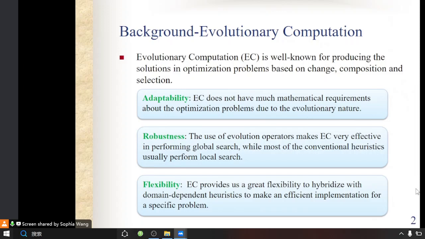The last one, flexibility, is very interesting. It can be combined with many methods in the AI field. So EC provides great flexibility to hybridize with heuristics to make an efficient way to find the best solution. So this is the advantage of EC. That's why I used EC to do stock trading.